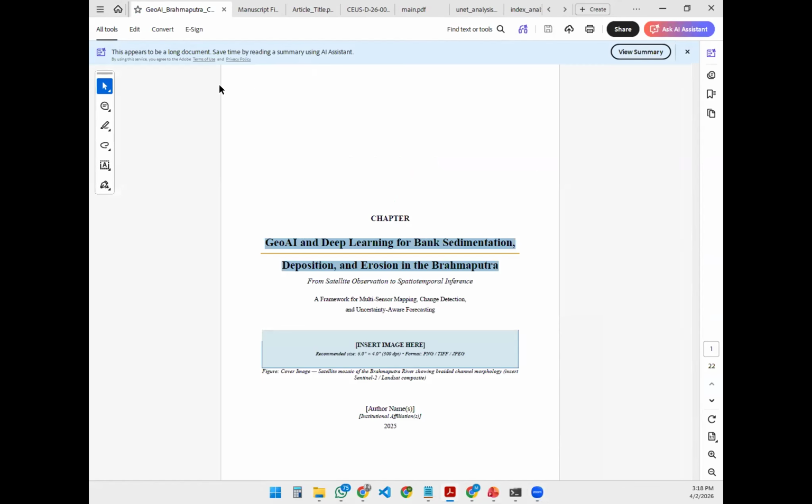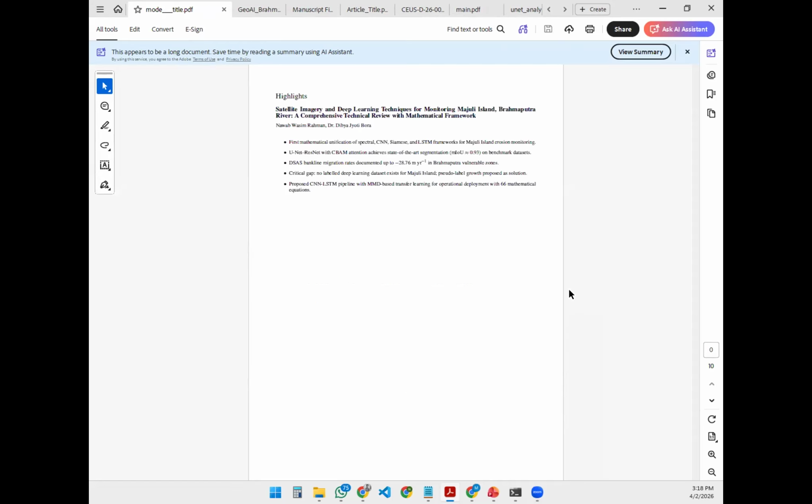So I have created this draft. This is the geo deep learning segmentation, the second draft. We are using LaTeX, right? Yes, sir. So there is the comprehensive review. This is the DEM part. Excellent.